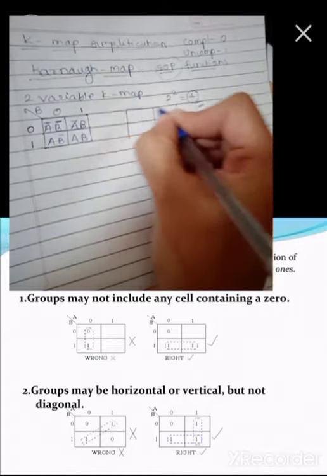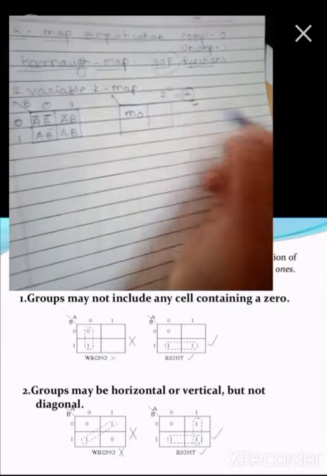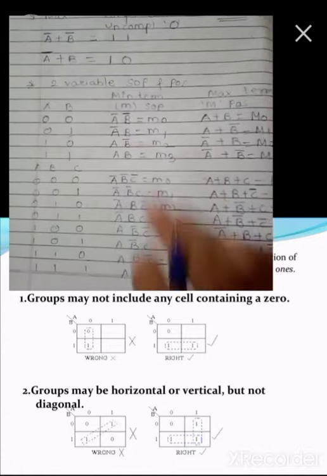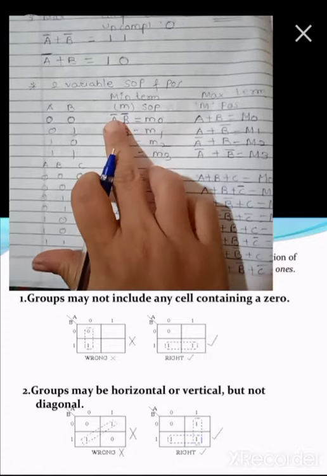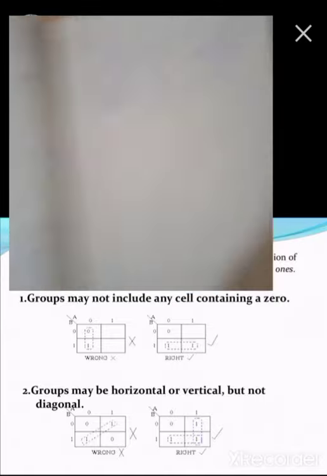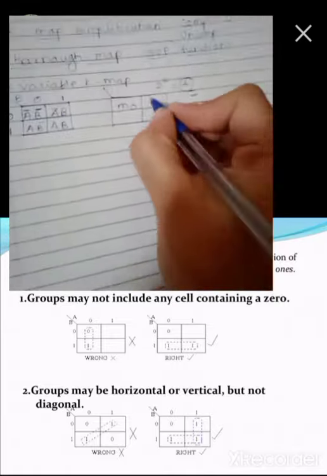Now instead of this A bar B bar, we'll write a min term. So A bar B bar is your m0. Refer to the table which we have designed yesterday, this one. So these terms now we have plotted in our K-map. Now instead of this term, we'll plot min terms, right? So this is m0, this is m1, this is m2, and this is m3.